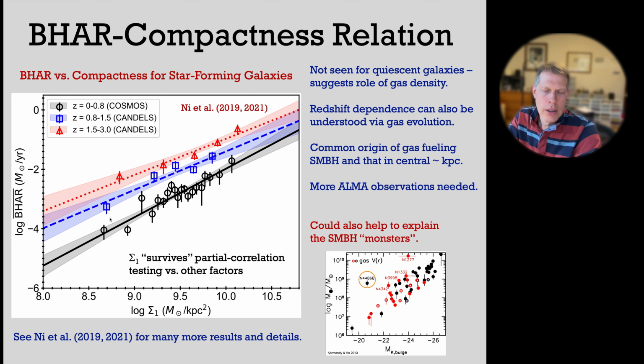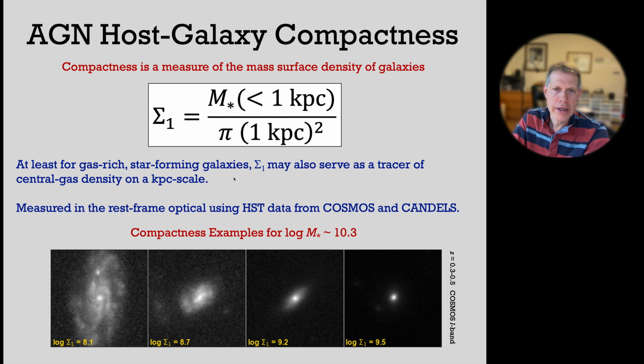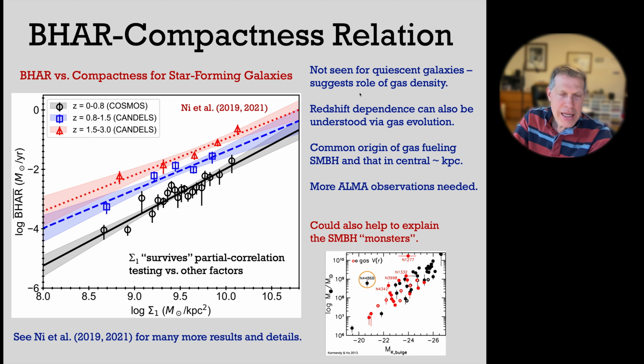And this correlation, if you look at it at low redshifts in black, to higher redshifts in blue, to the highest redshifts we can measure in red, appears to systematically shift upward as you go to high redshift. So there is a clear correlation there, but the correlation appears to evolve with redshift. And I will note that while we see these results for star-forming galaxies, we do not see similarly strong correlations for quiescent galaxies. That suggests that gas density indeed may be playing a role here, as I had mentioned back here, that for gas-rich star-forming galaxies, we may be tracing central gas density, which is relevant to feeding the black hole.